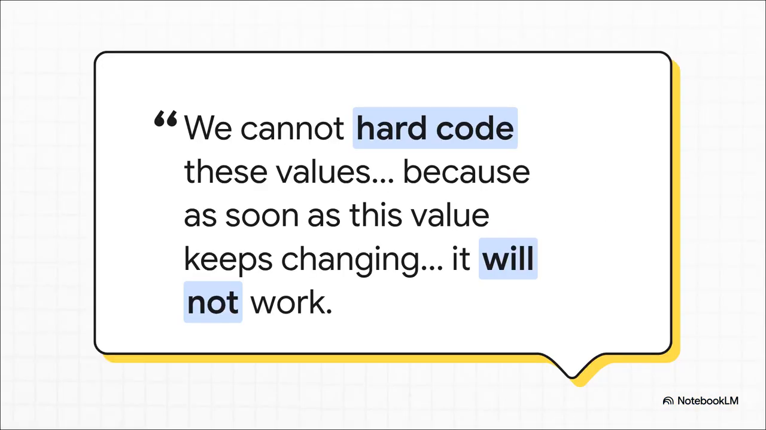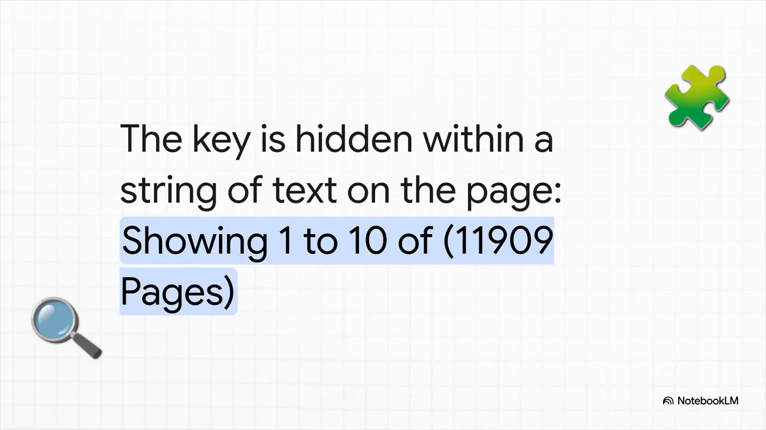And this gets right to the heart of it. Like the source material says, you just can't hard code these values. That's a total recipe for failure. The second that number changes, your rigid script is going to break. It just won't work. The only way to win is to make the script smart enough to find the number all by itself, every single time it runs. So how does it do that? Well, the website doesn't just give you a nice clean number. The script sees a whole line of text, kind of like this.